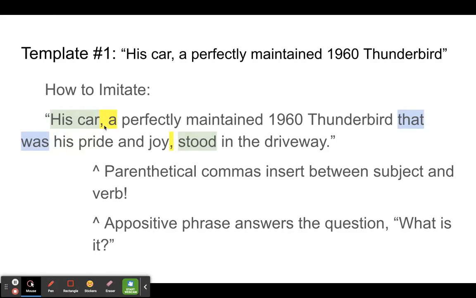And then you add in this phrase in the middle, and this is called an appositive phrase. You don't have to remember what that is, but it answers the question, what is it? So "his car," comma, well, what is his car? It is a perfectly maintained 1960 Thunderbird. And then Stephen King even adds on an extra descriptive phrase to bring in more detail: that was his pride and joy. He can put all of that in describing the car before he closes the parenthetical comma and then continues on with the rest of the sentence.